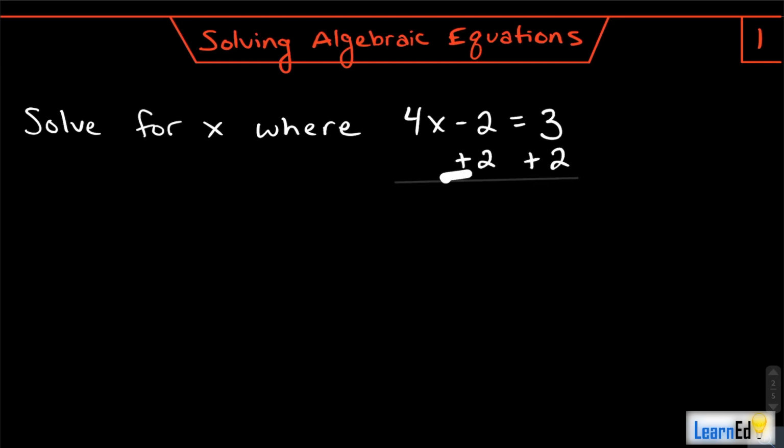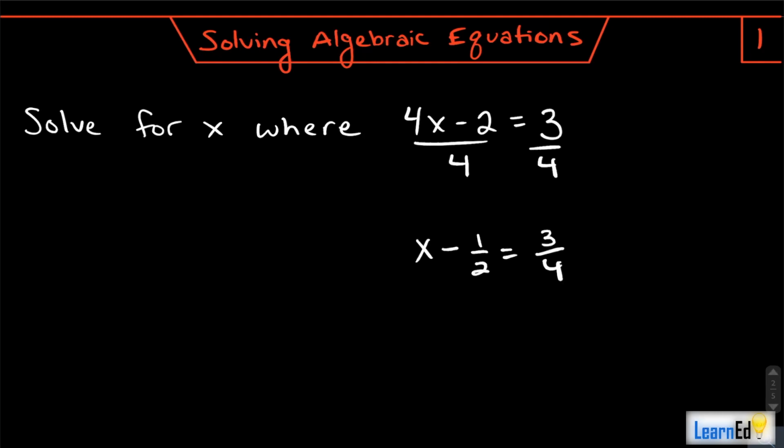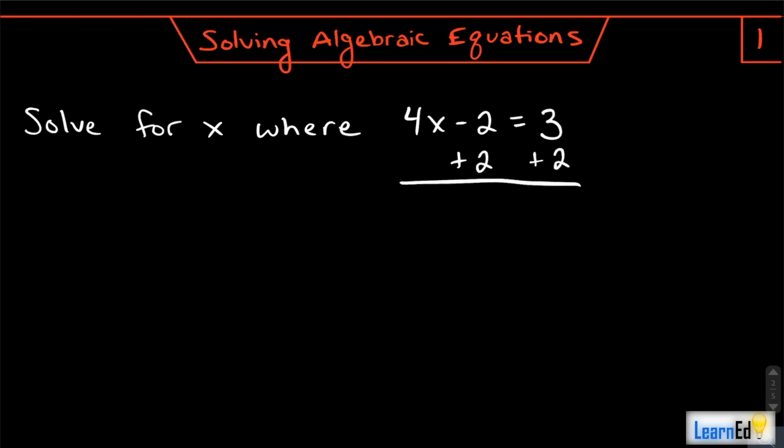Now, why don't we just divide by 4? I think the main mistake people make on a problem like this would be to divide by 4 on both sides. But that would make things even more complicated, because then we would have x minus 1/2 equals 3/4, and then you're dealing with fractions. You can still do it, but it's just not as desirable. It's going to be a lot easier if you add 2 on both sides.